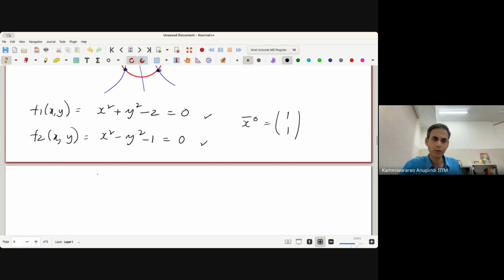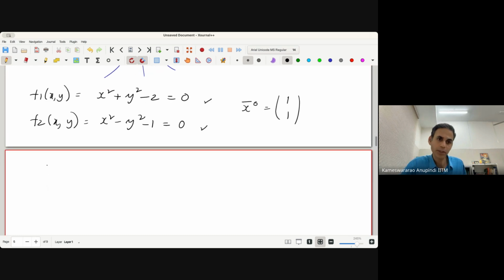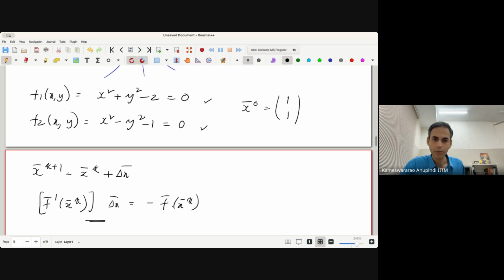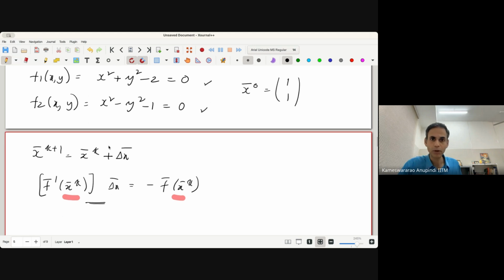We know that the formula for Newton's method for a system of nonlinear equations is x bar k plus 1 equals x bar k plus delta x bar, where delta x bar is obtained from f bar prime of x bar k times delta x bar equals minus f bar of x bar k. You see that both the function f bar and f bar prime are evaluated at x bar k. So when you are starting off from 0, these are evaluated at x bar 0, the initial guess, and then later on at x bar 1 and so on. That is the process which we are going to follow.